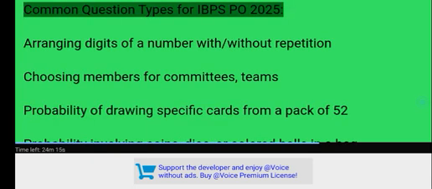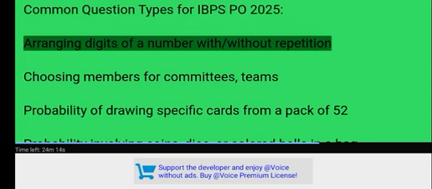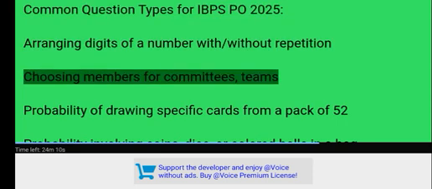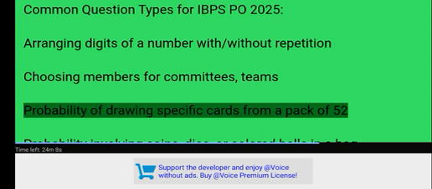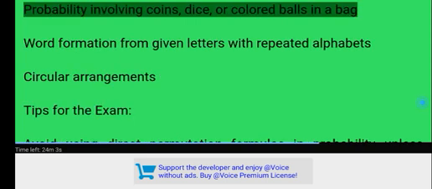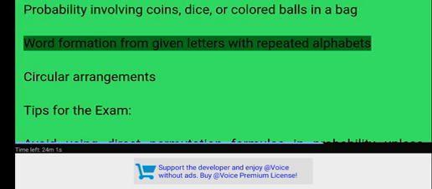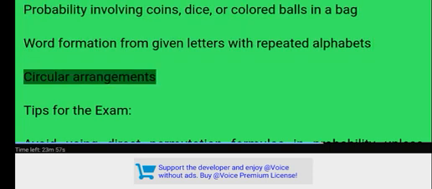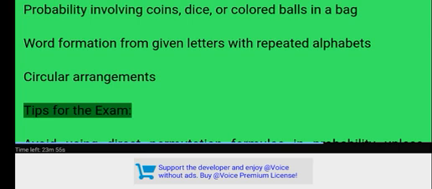Common question types for IBPS PO 2025. Arranging digits of a number with or without repetition. Choosing members for committees, teams. Probability of drawing specific cards from a pack of 52. Probability involving coins, dice, or colored balls in a bag. Word formation from given letters with repeated alphabets. Circular arrangements.